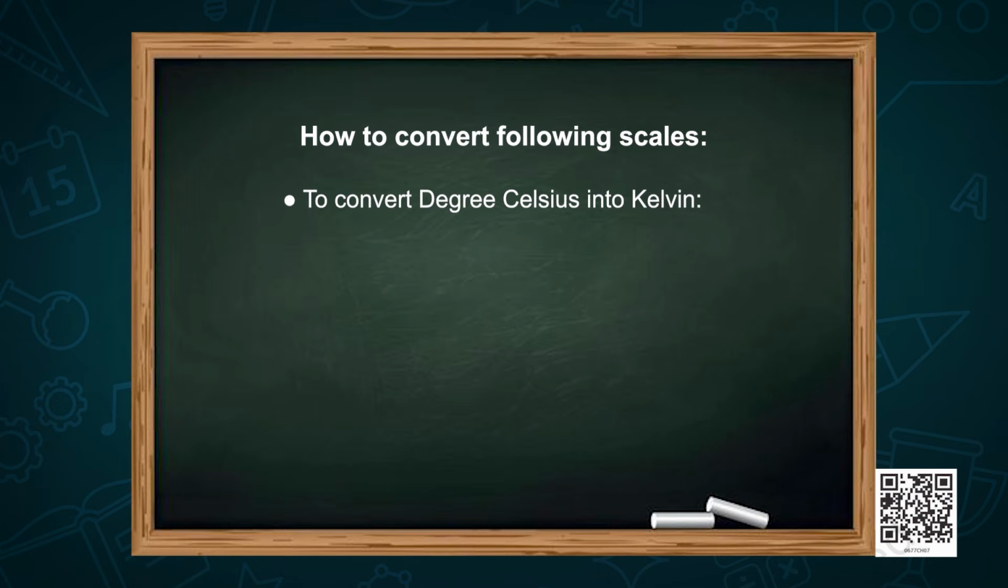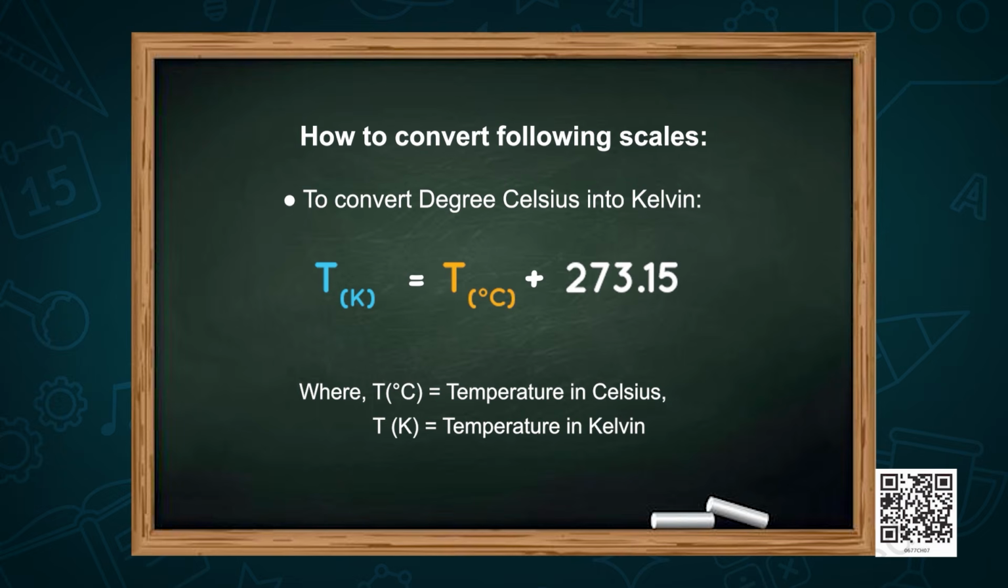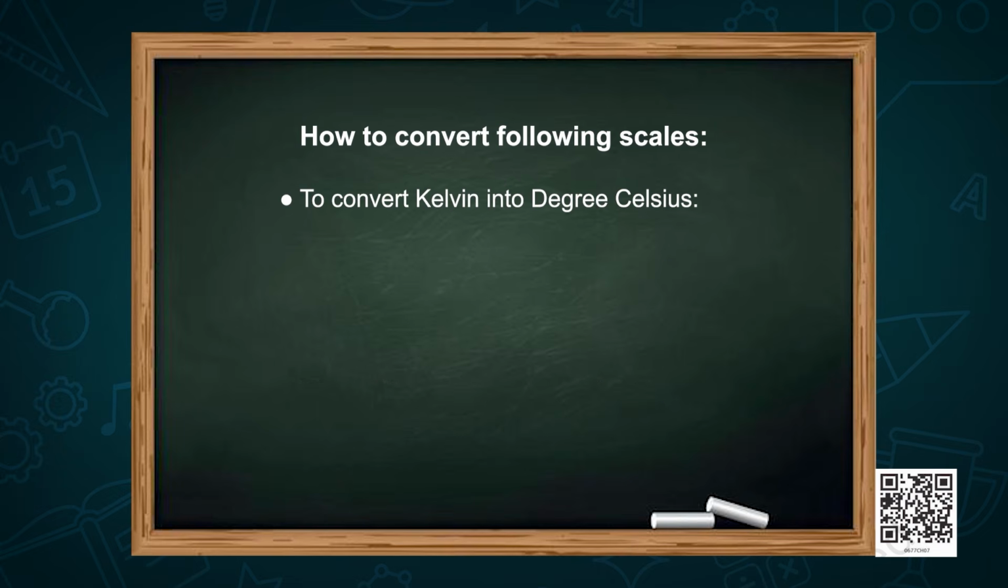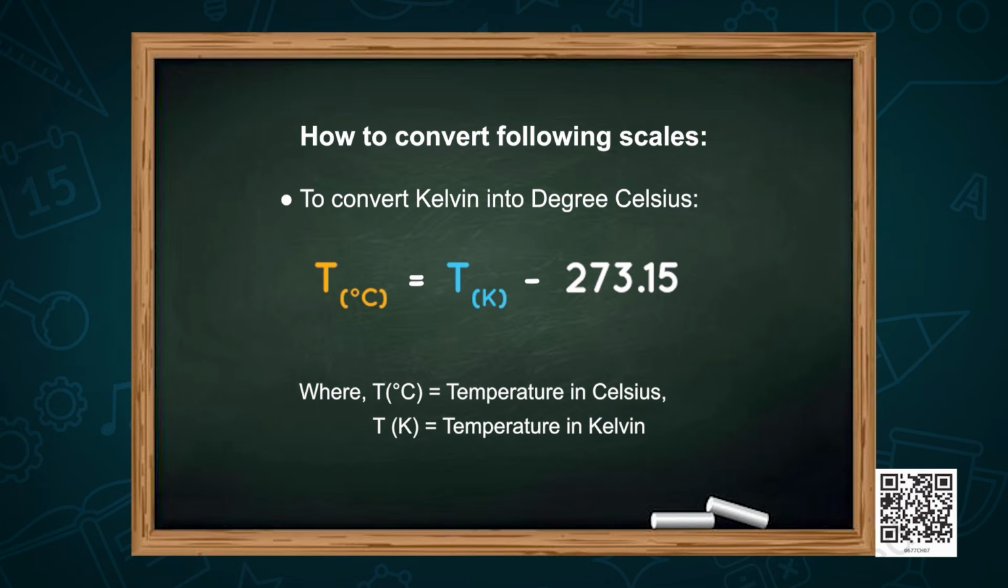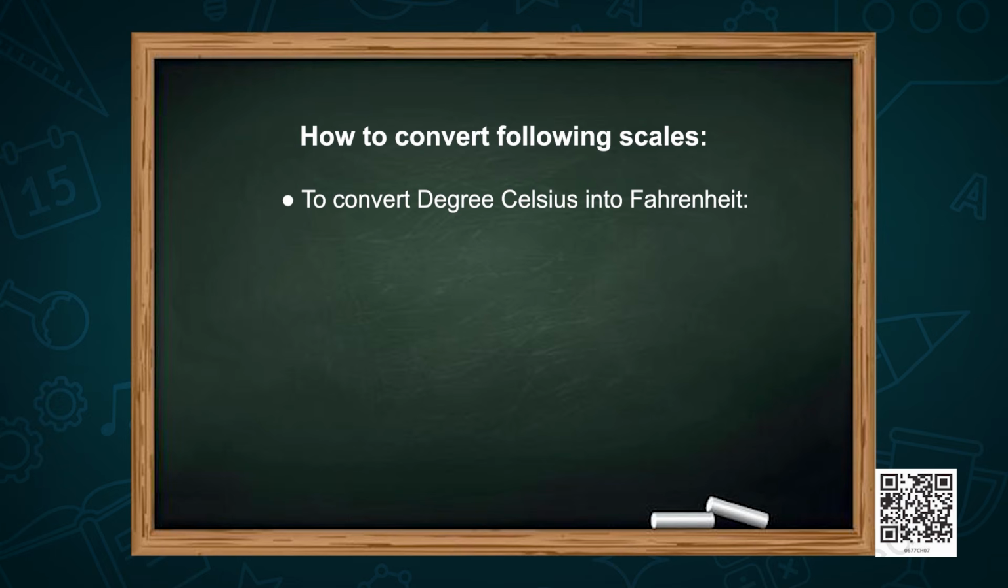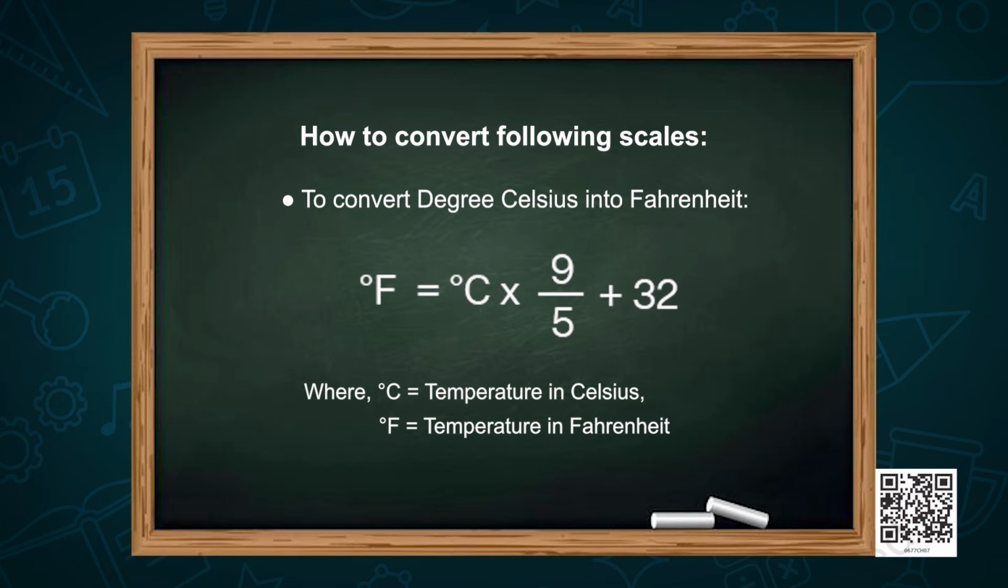To convert degree Celsius into Kelvin, add 273.15 to the temperature in degree Celsius. To convert Kelvin into degree Celsius, subtract 273.15 from the temperature in Kelvin. To convert degree Celsius into Fahrenheit, multiply the Celsius value by 9/5 and then add 32.